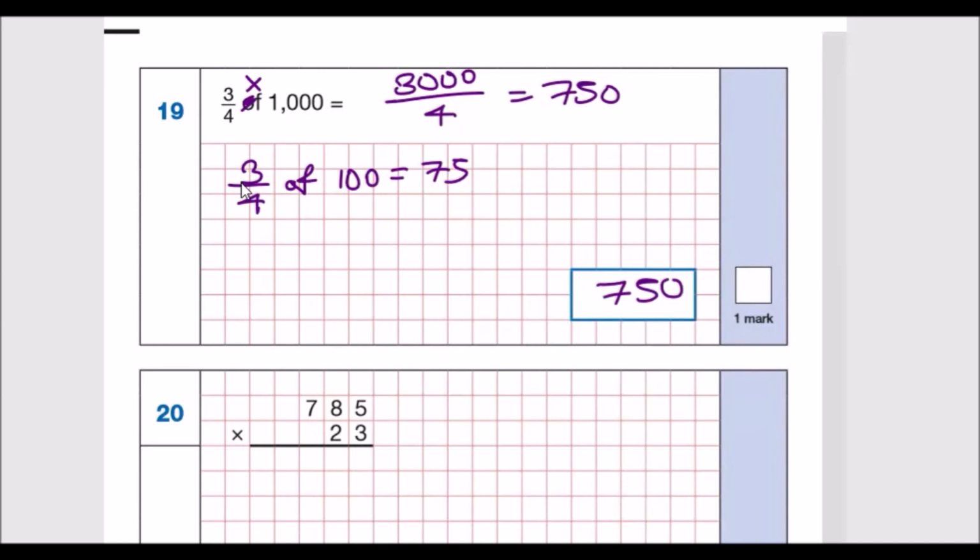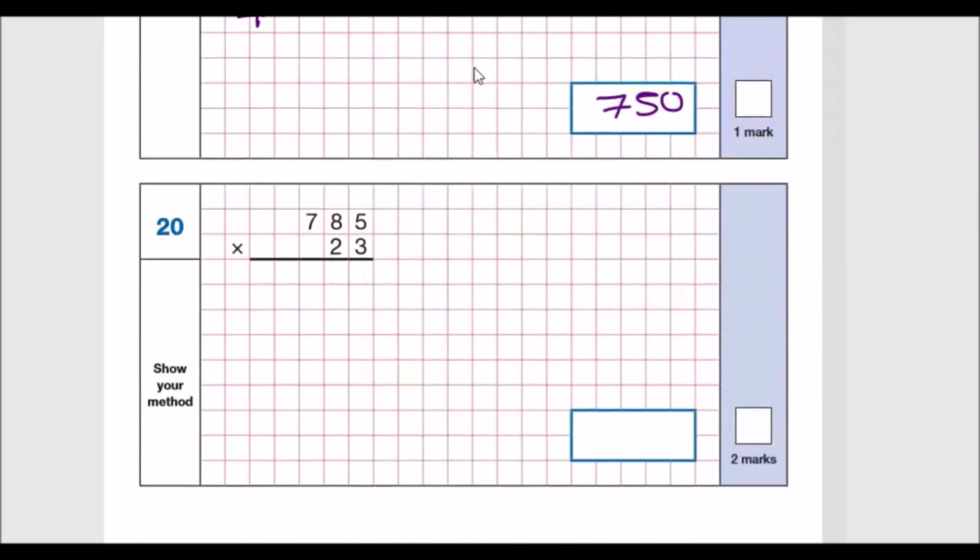You can cancel down the fraction, which will give you half of the top is 1,500, half of 4 is 2, and this again gives you 750. So you have quite a few ways to solve this. Okay. Anyway, guys, let's move on to 20.